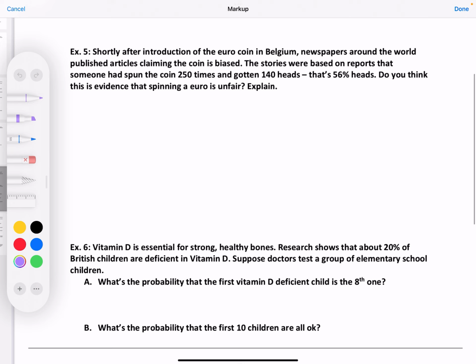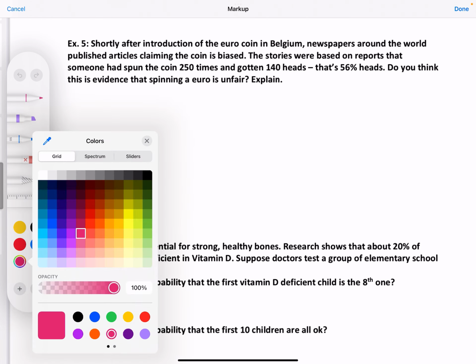All right. Shortly after the introduction of the euro coin in Belgium, newspapers around the world published articles claiming the coin is biased. Stories were based on reports that someone had spun the coin 250 times and gotten 140 heads. That's 56% heads. Do you think this is evidence that spinning a euro is unfair? No. I'm going to say no, just because it's probably user error.